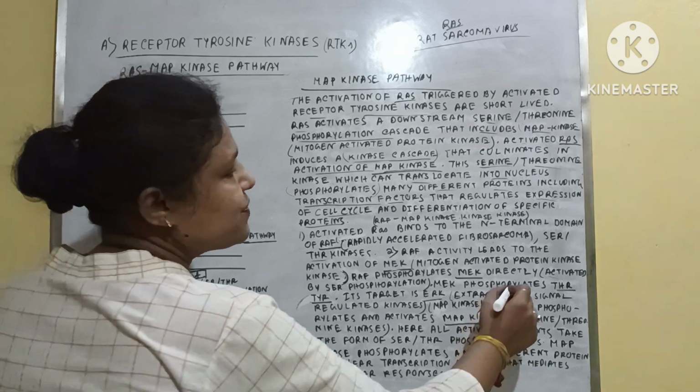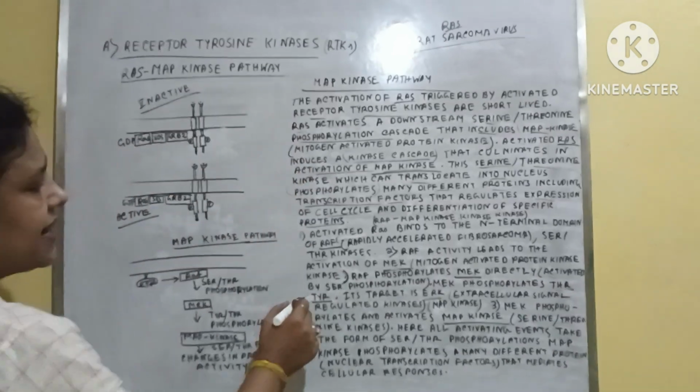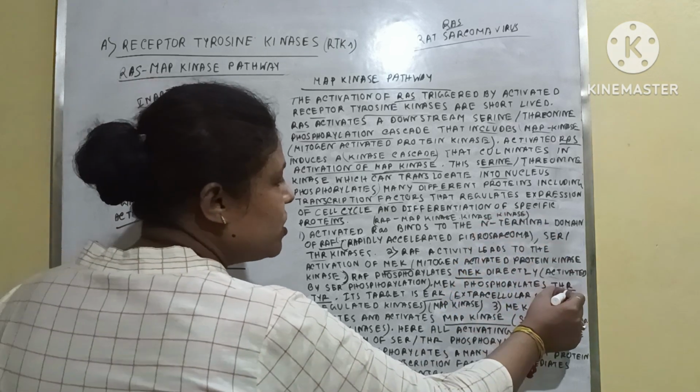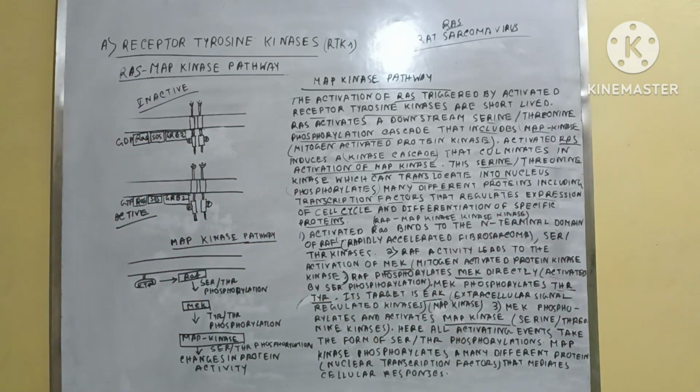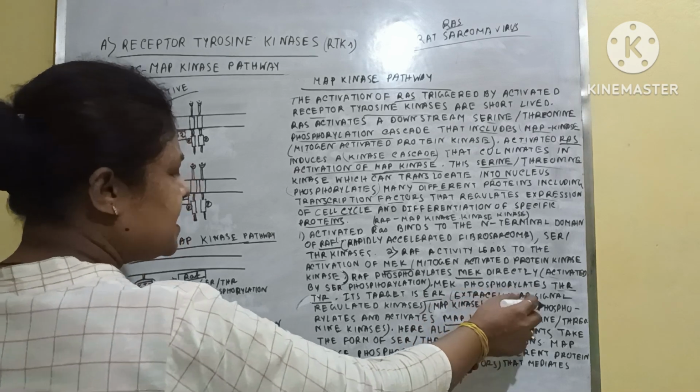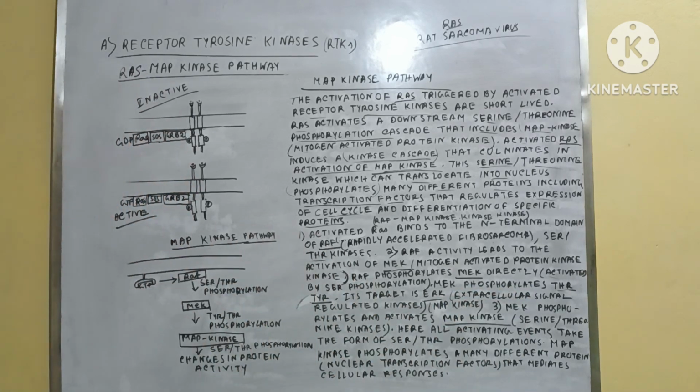MEK tries to phosphorylate THR and TYR, that means threonine and tyrosine residues, not kinase, you can say residue. Its target is ERK. MEK phosphorylates the threonine and tyrosine, and their target is ERK.